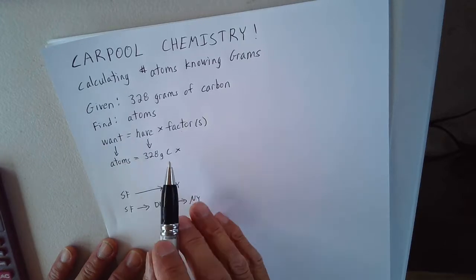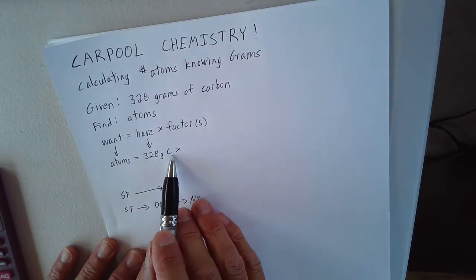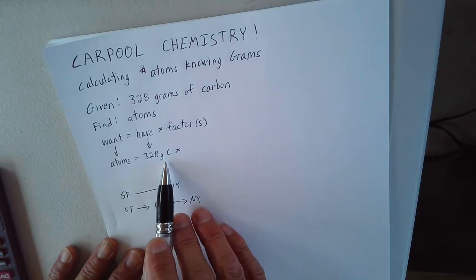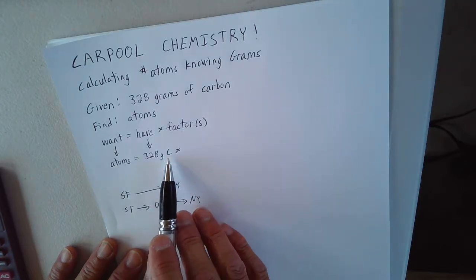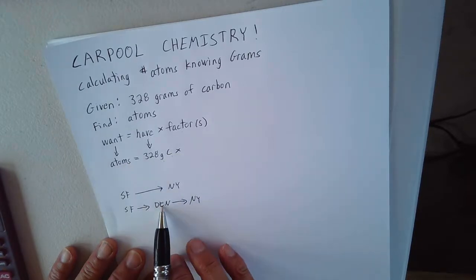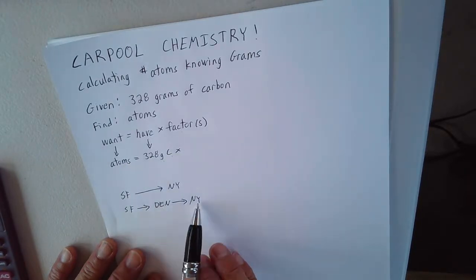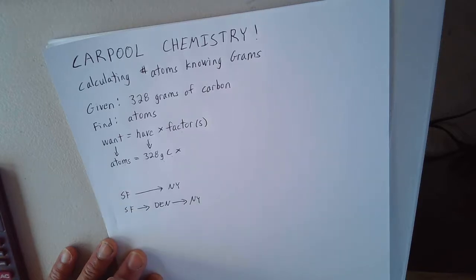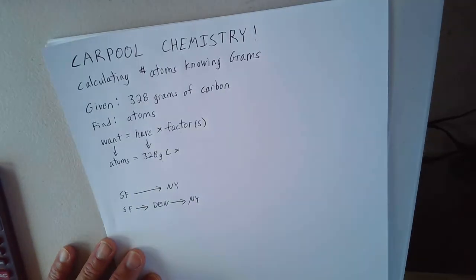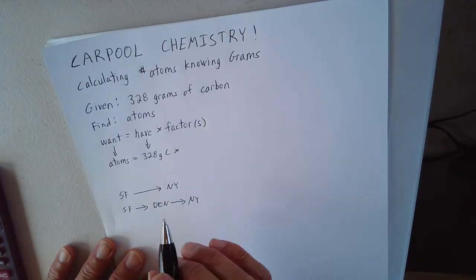In this case, we don't have a direct flight from grams of carbon to atoms of carbon, so we need to stop at an intermediate location along the way that is common to both grams of carbon and atoms of carbon. Just like Denver is common to San Francisco and New York because it's halfway in between, what unit is common to both grams of carbon and atoms of carbon? That unit is the mole.